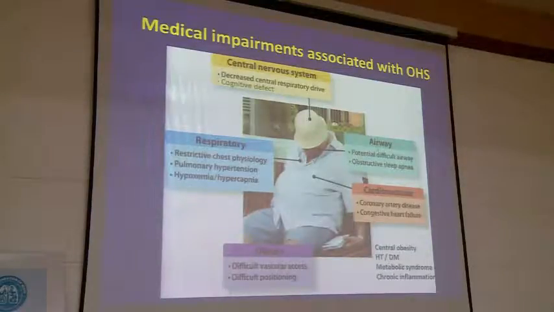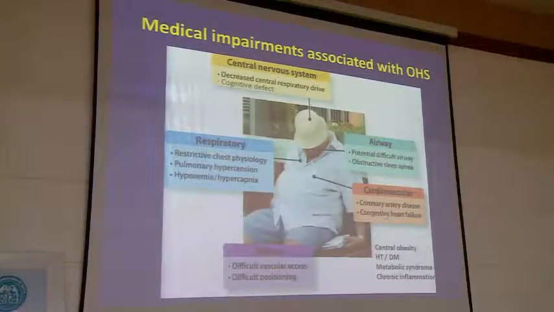About the airway, because they have such a crowded airway, intubation is extremely difficult in these patients, and they have obstructive sleep apnea. About the lungs, it causes restrictive chest physiology. We spoke about it. Because of this, there's pulmonary hypertension, hypoxemia, and hypercapnia. Cardiovascular, it causes coronary artery disease and congestive heart failure.